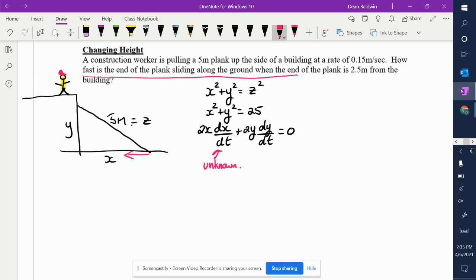What's dy dt? Yeah, it's being pulled up the side of a building at a rate of 0.15. So this is dy dt. All right, plug in everything you know. What else do you know?